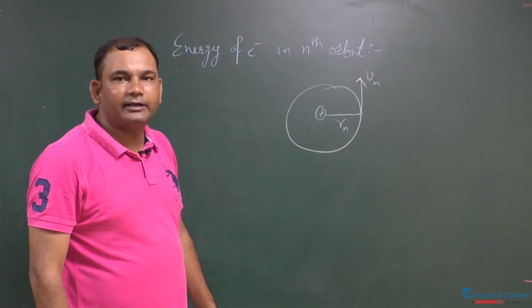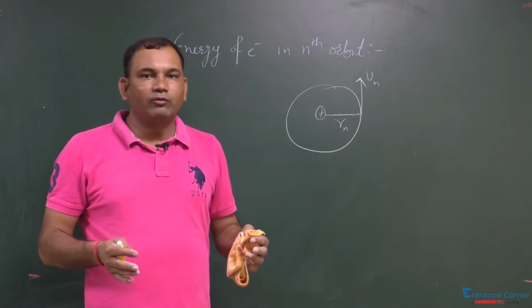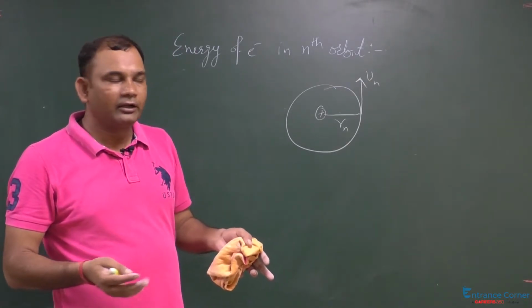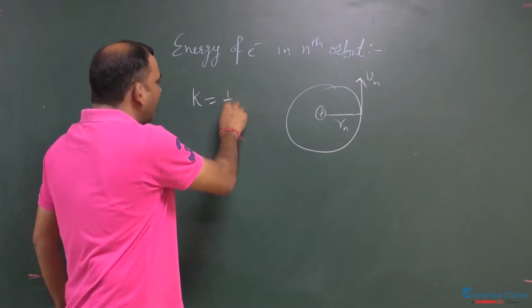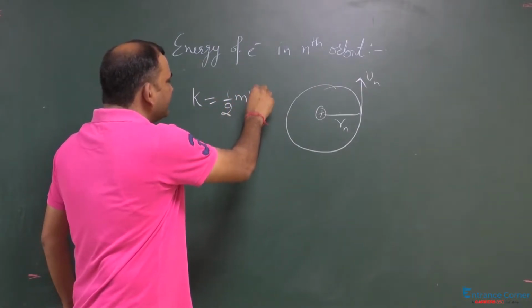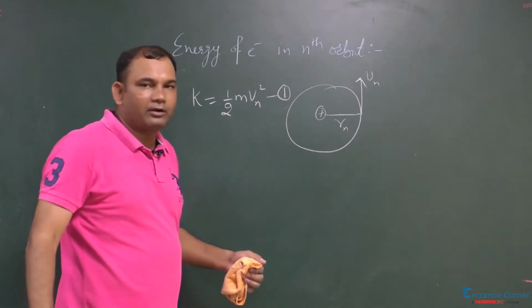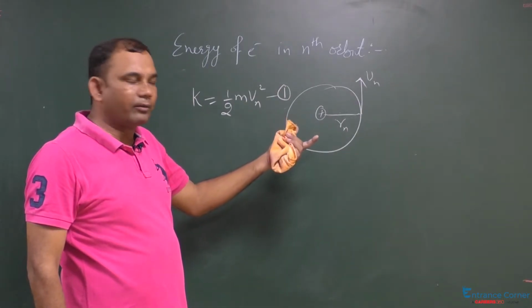And what is the kinetic energy? Kinetic energy is 1 by 2 mv square. So, kinetic energy K is equal to half m Vn square. Why Vn square? Because we are talking about the nth orbit.